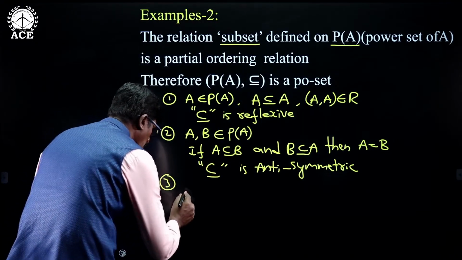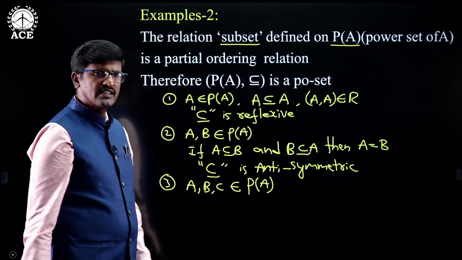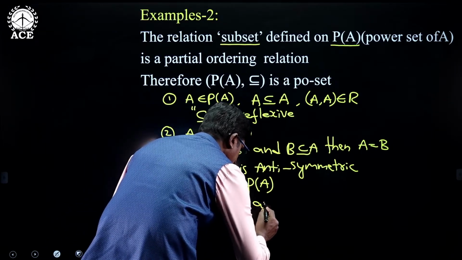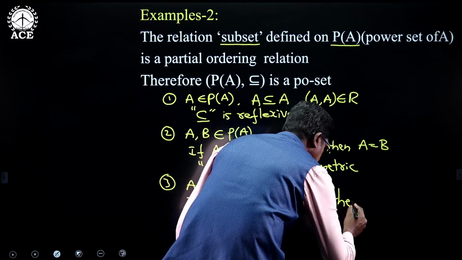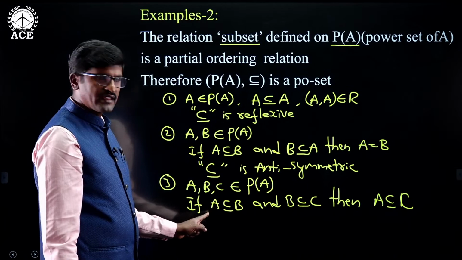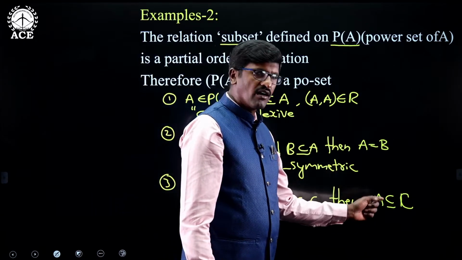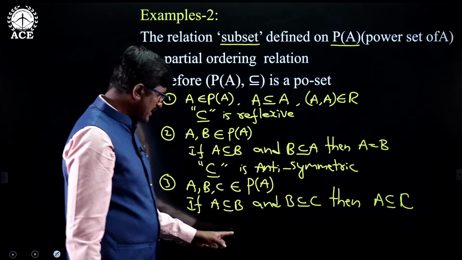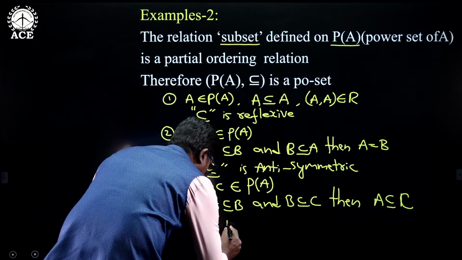Now coming to the third one, the transitive property. I am taking three sets, A, B, C belonging to P of A. For these three sets, if A is a subset of B and B is a subset of C, then A must be a subset of C. A is a subset of B means all the elements in A must be in B. B is a subset of C means all the elements in B must be in C. Therefore, all the elements in A will be in C also. That is, the relation subset satisfies the transitive property also.